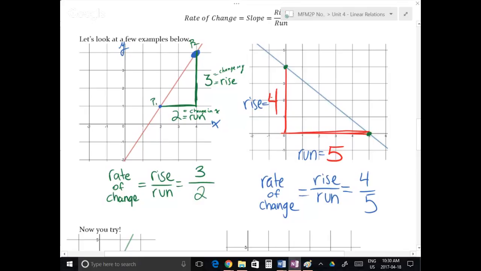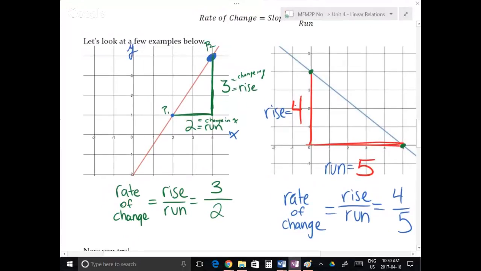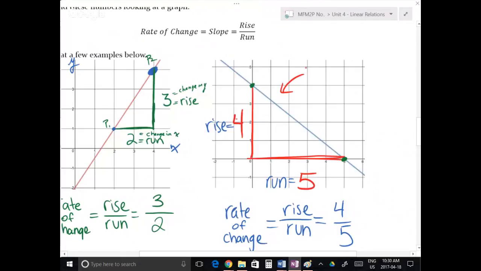From grade 9 math, or from just your common sense, which one's going to be a positive slope? Which one is going to be a negative slope? What do you think? Okay, so you think this one is going to be a negative slope.